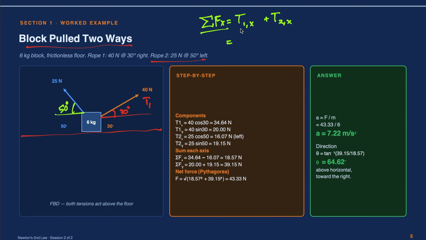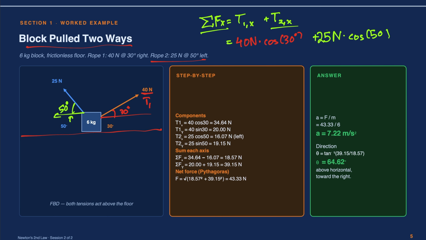So what is tension 1x? Tension 1 is this block here, which I'm going to denote in red. And we know that's going to be equal to, so the magnitude is 40 newtons, 40 newtons times, what is the x component? Cosine of 30 degrees. Right? And then what is the x component of tension 2? That's going to be plus 25 newtons times cosine of 50 degrees. Which is going to give you this x vector here.